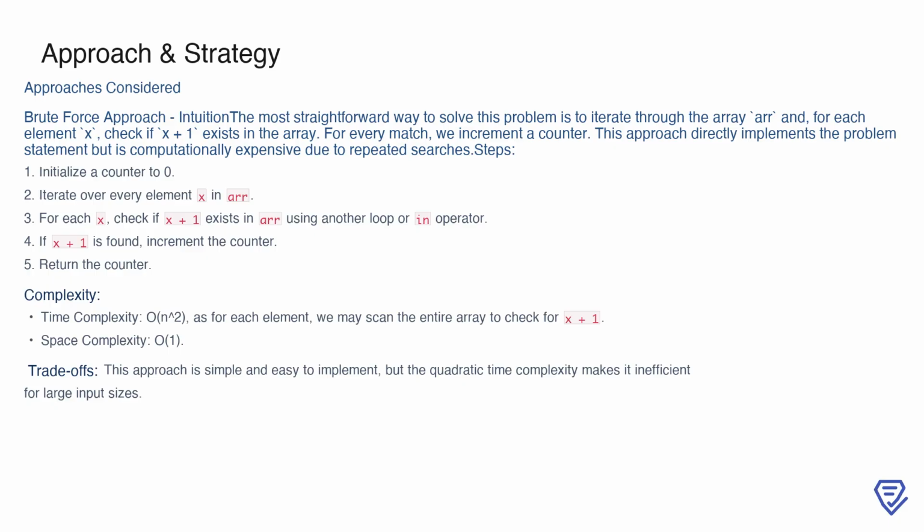However, while this approach is easy to understand and implement, it has a major drawback. Since we may end up scanning the entire array for each element, the time complexity grows quadratically, O(n squared). As a result, this method can become extremely slow for large input sizes. The key trade-off here is simplicity versus efficiency, and unfortunately, this approach does not scale well.